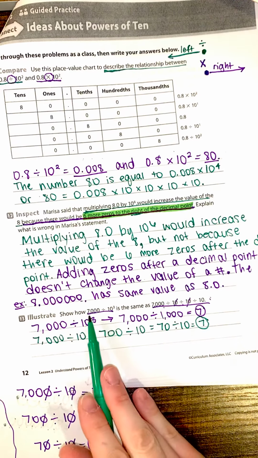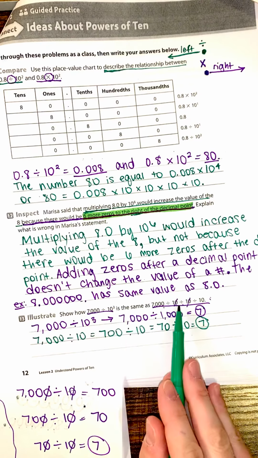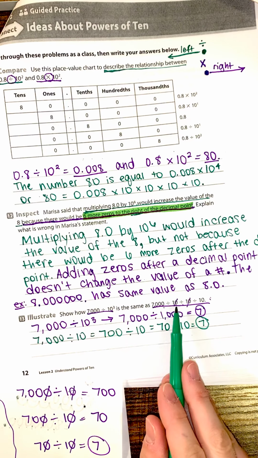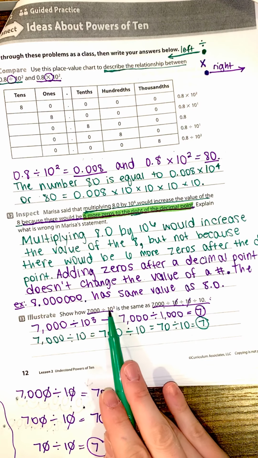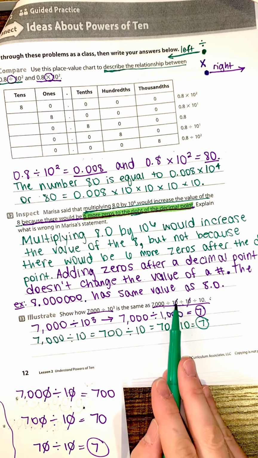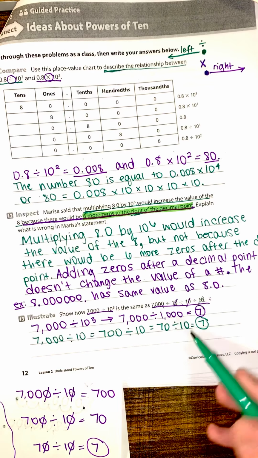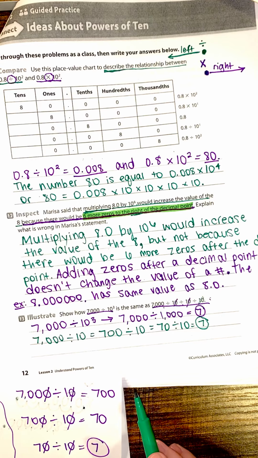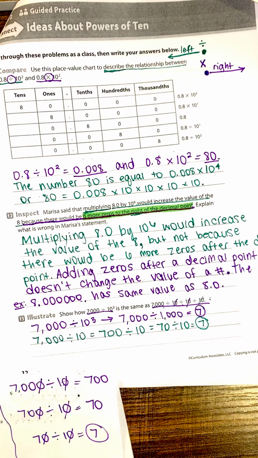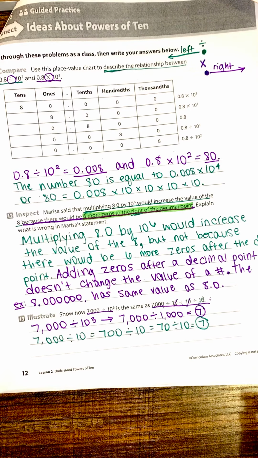Either way, those two problems are the exact same. Does this make sense? This is exponential form. This is expanded form. That's expanded out from this. They are the exact same. They provide the exact same answer. All right, let's turn to page 13.